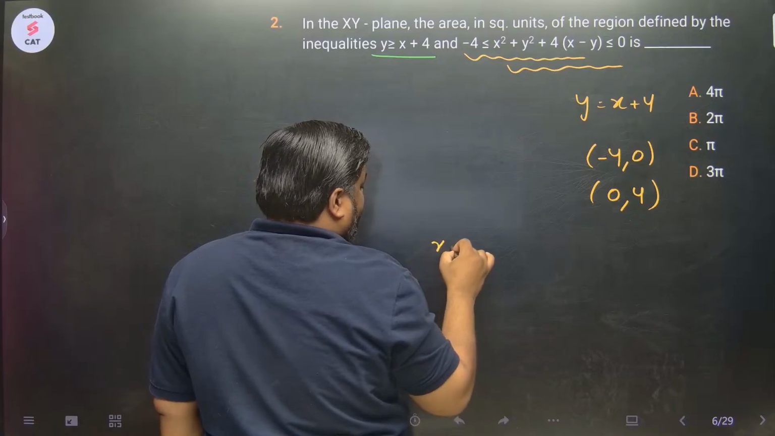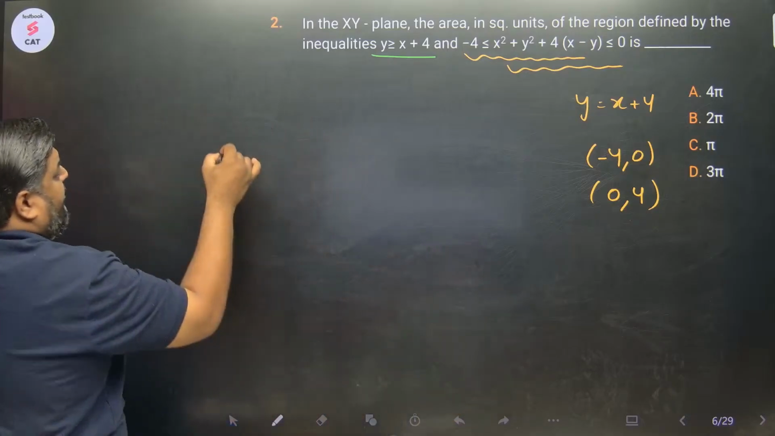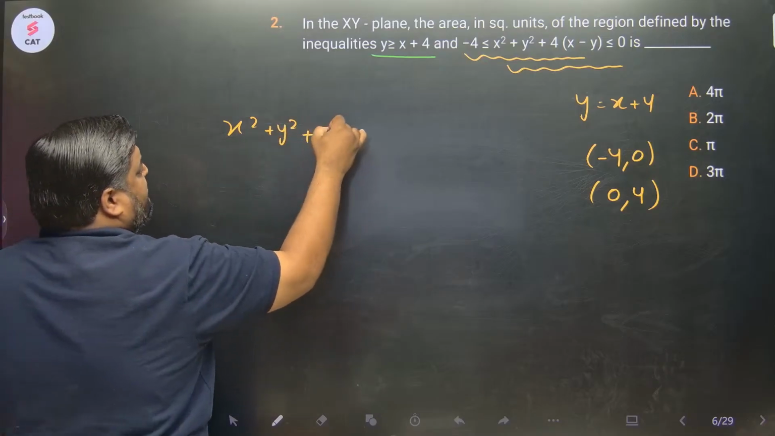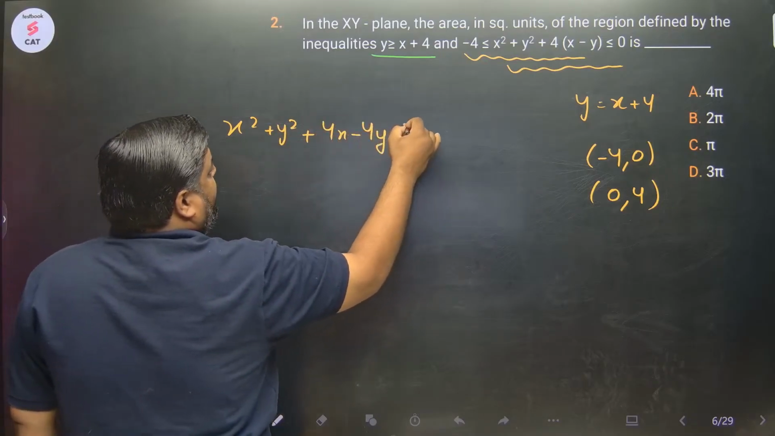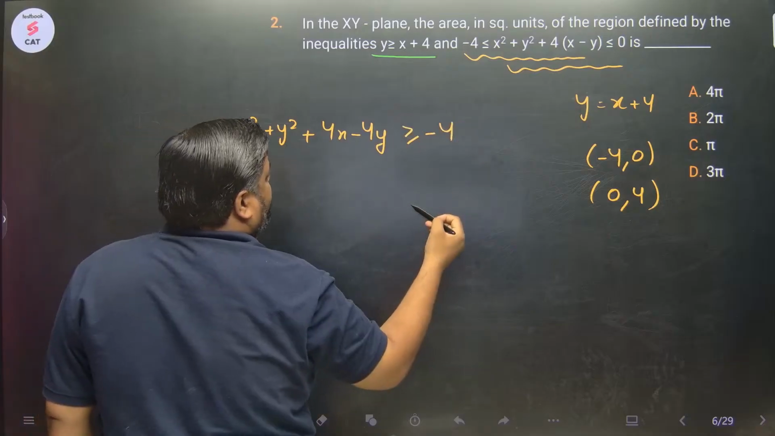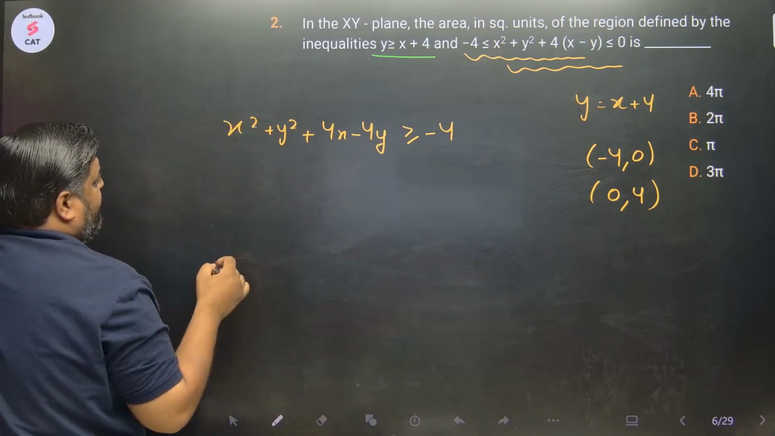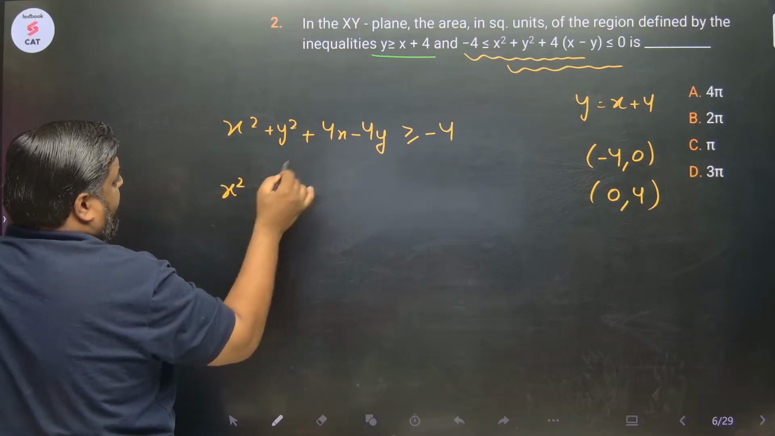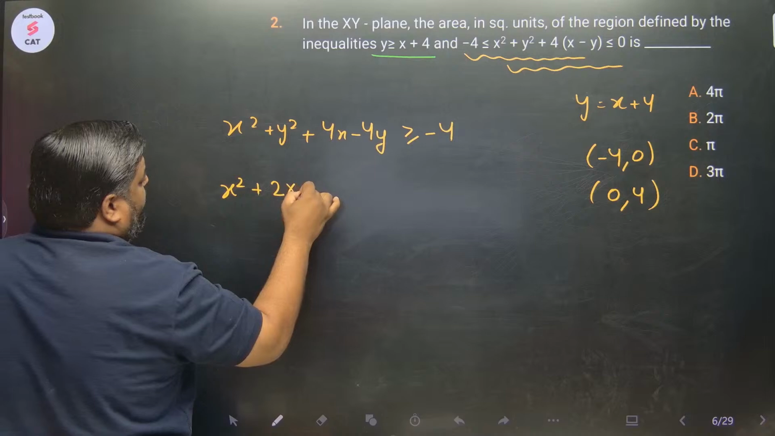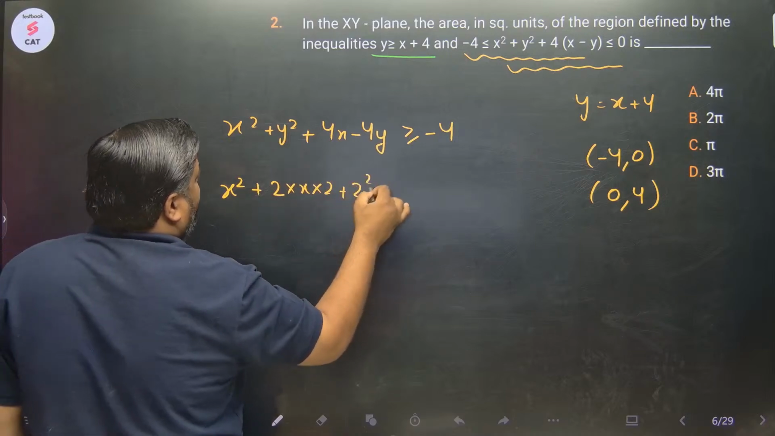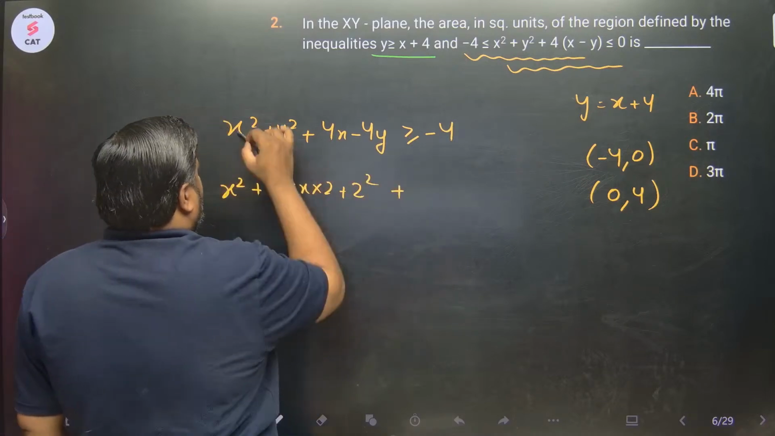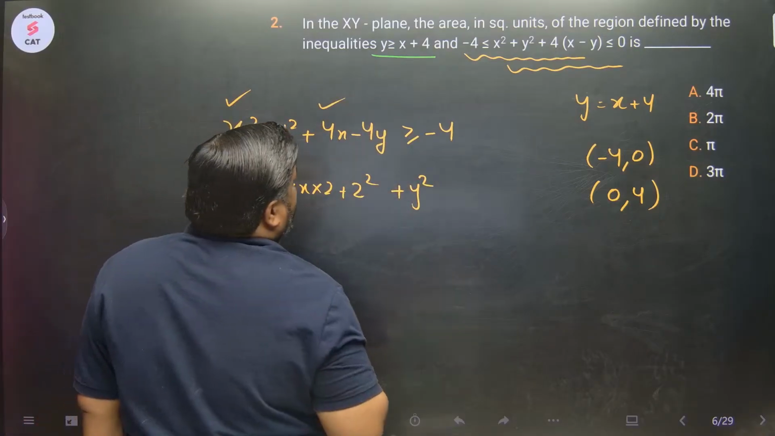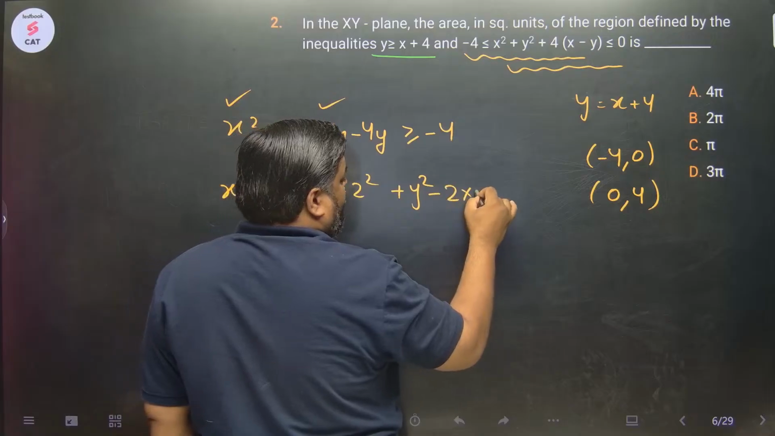So what do I have? I have x square plus y square plus 4x minus 4y greater than or equal to -4. Sorted, right? Okay, so this is x square. We can write it as x whole square. 4x can be written as 2 into x into 2. So I need a 2 square, right? Now this has been taken care of. Y square, and this is minus 4y. So minus 2 into y into 2 square.